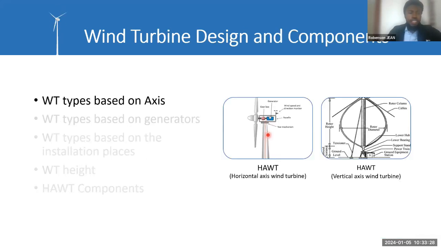And now let us see the design of a wind turbine. We can identify wind turbines based on several criteria. Based on the axis, we have the horizontal axis wind turbine, where the blades are rotating around a horizontal axis. So this is this type. Let me make a zoom.